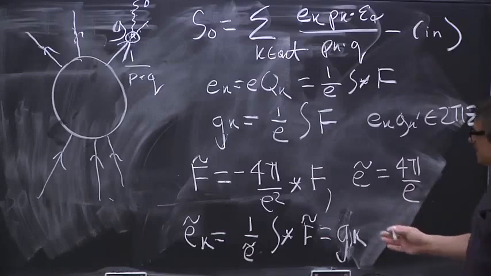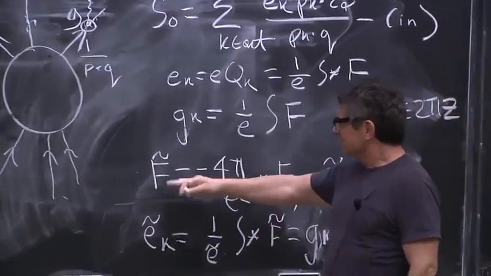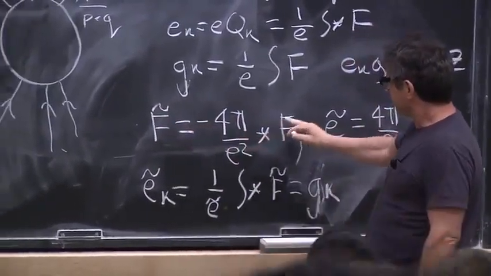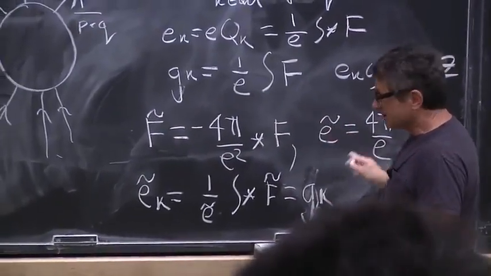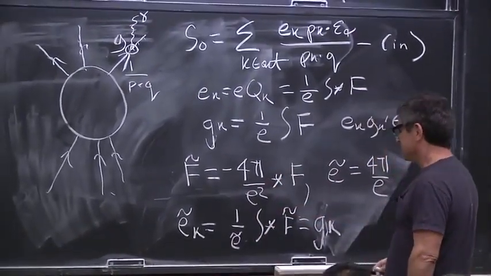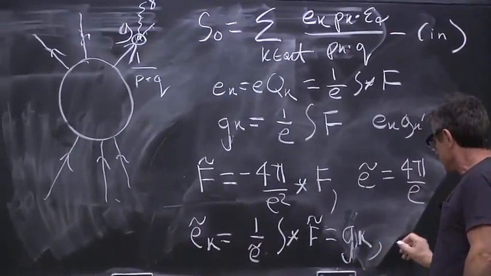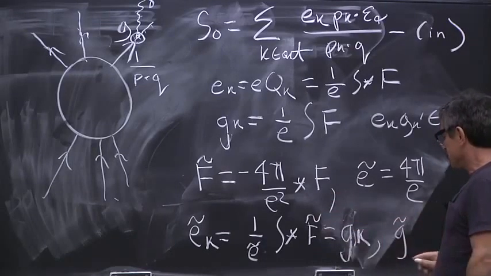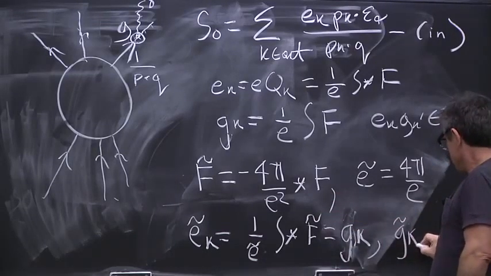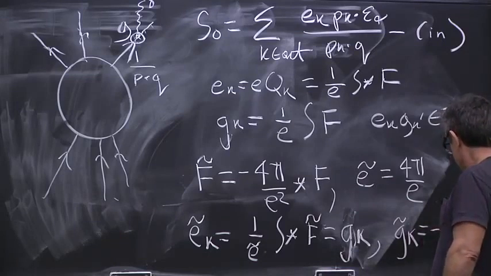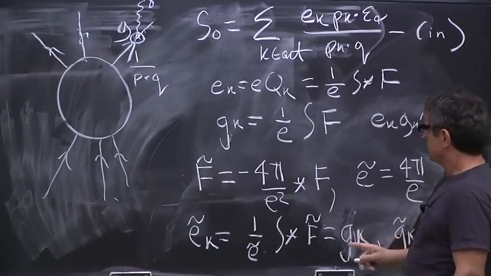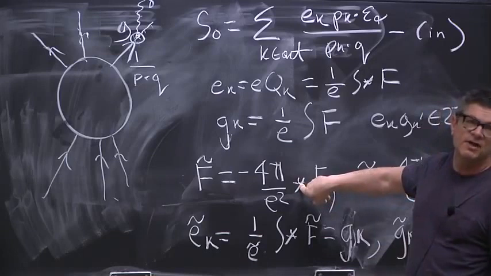What we were calling, so this is just a field redefinition. We can write things in terms of F dual instead of F, in terms of E dual instead of E. And then we find that our new magnetic charges are equal to our old electric charges, and our new electric charges are equal to our old magnetic charges, and our new magnetic charges are minus our old electric charges. And the minus sign comes in because the square of the Hodge dual in 4 dimensions is minus 1.